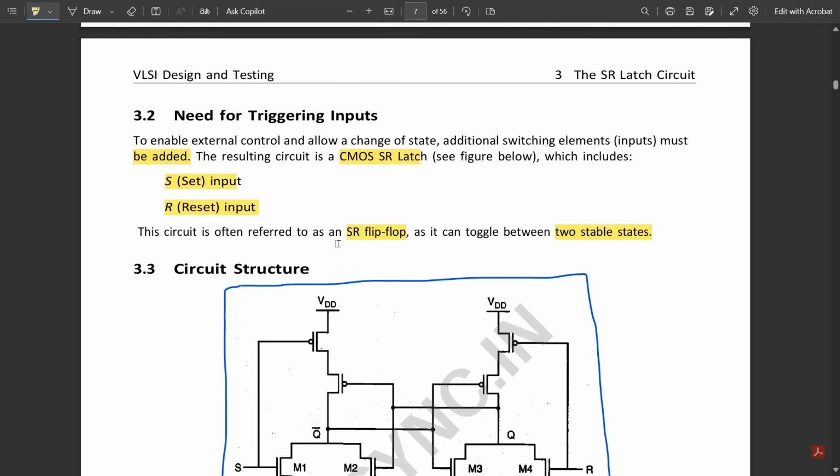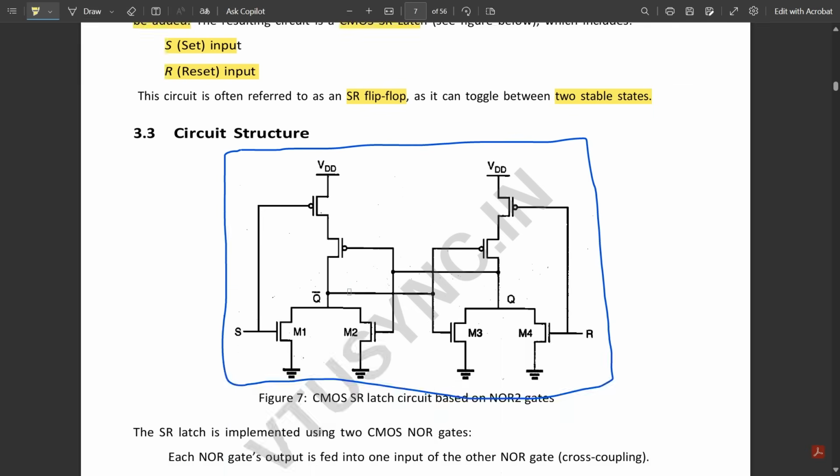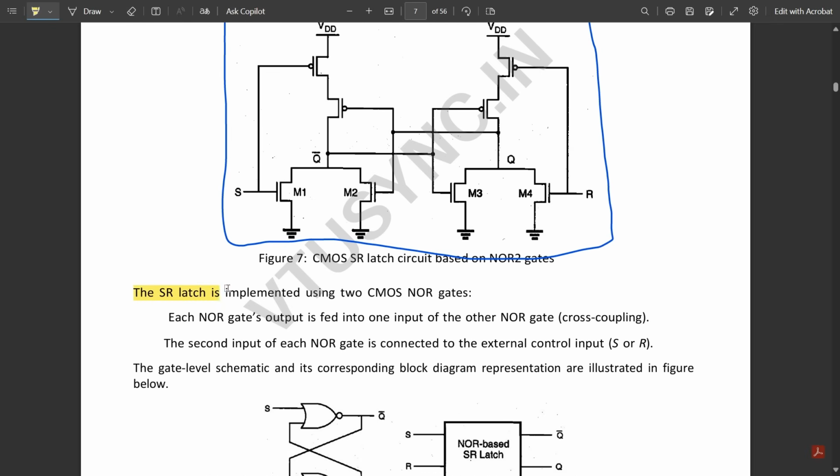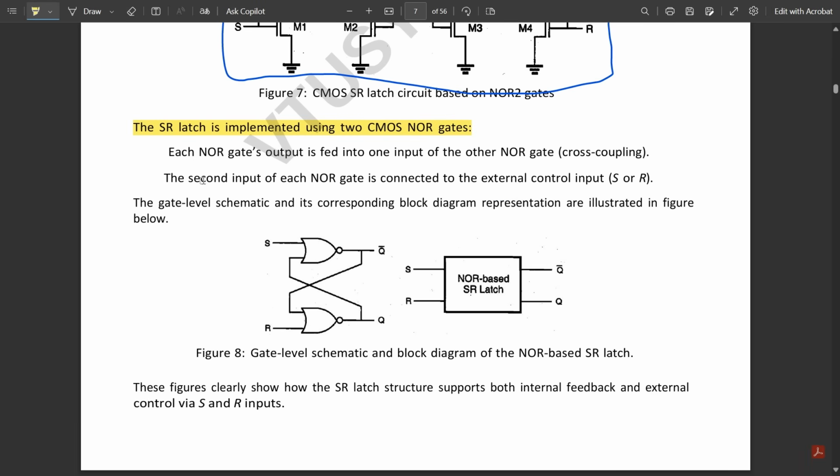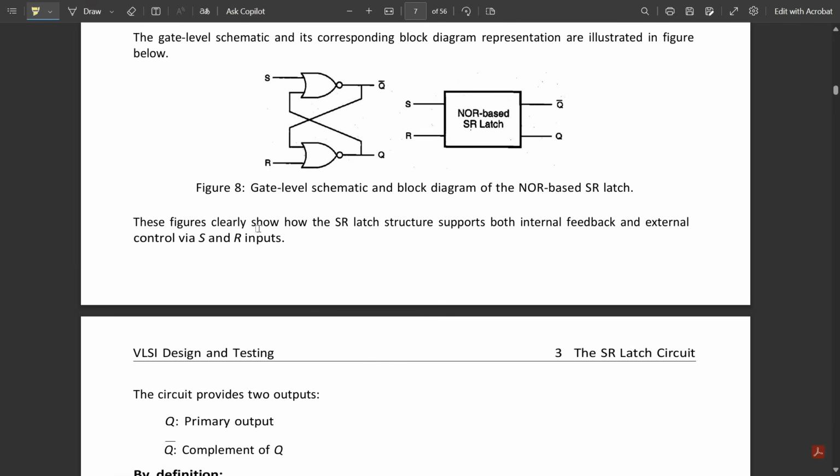So when does this latch become a flip-flop? The latch would be converted to a flip-flop only when we have one particular clock signal applied, whereas in case of latch circuits we don't have any clock signal. Okay, so the SR latch is implemented using two CMOS NOR gates, as you see in the figure above. Each NOR gate's output is fed into one input of the other NOR gate, that is cross coupling is done. The second input of each NOR gate is connected to the external control input, that is S or R. So this is the gate level schematic, and the corresponding block diagram representation is given here. These figures clearly show how the SR latch structure supports both internal feedback and external S and R inputs.